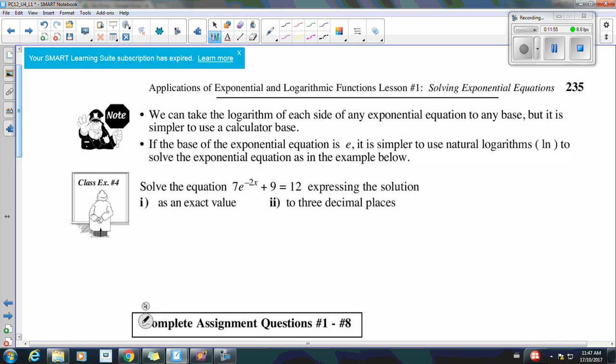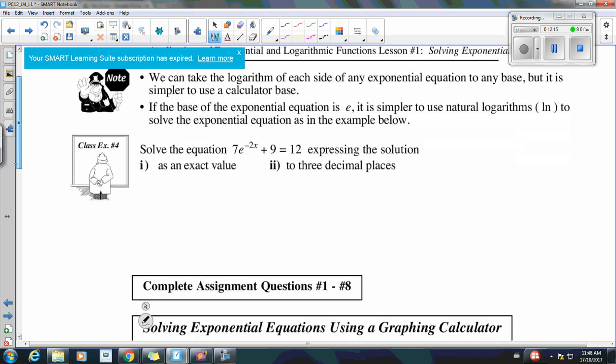We can take the logarithm of each side of any exponential equation in any base, but it is simpler to use a calculator base. So most calculators work in base 10. You can change the base on yours, but usually you will see they're using base 10. So this is just a different example where they use the base of e instead, but the process is the same.